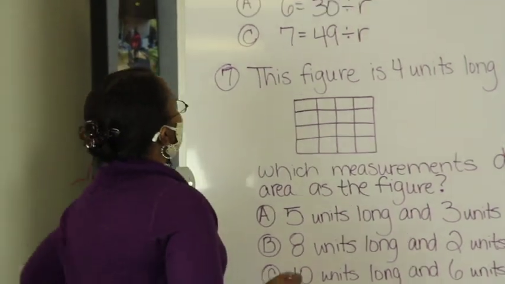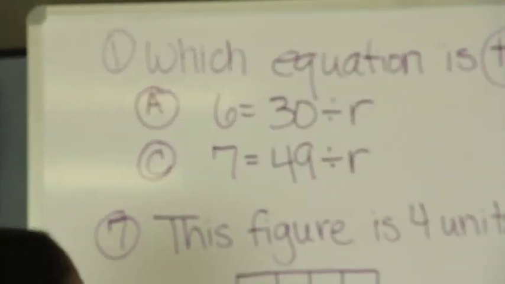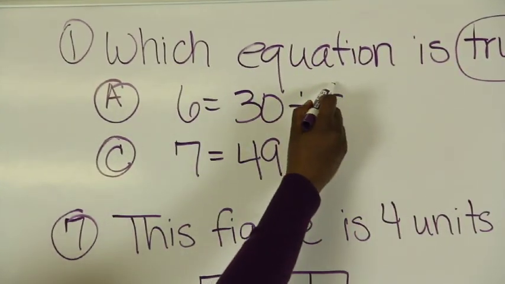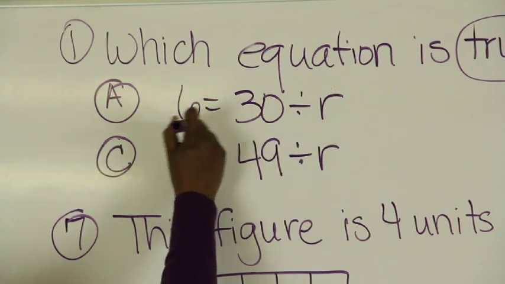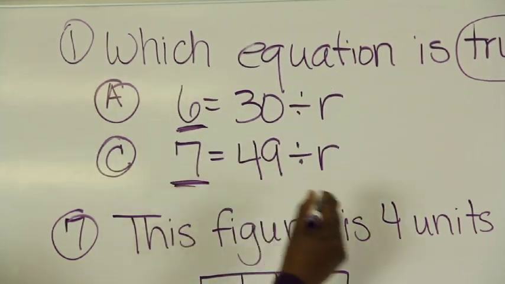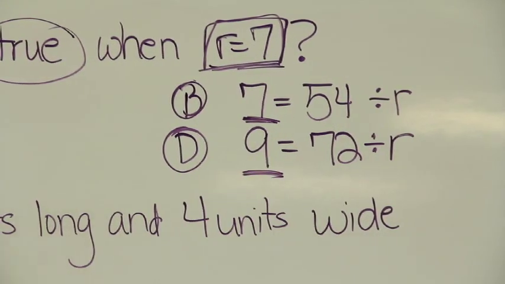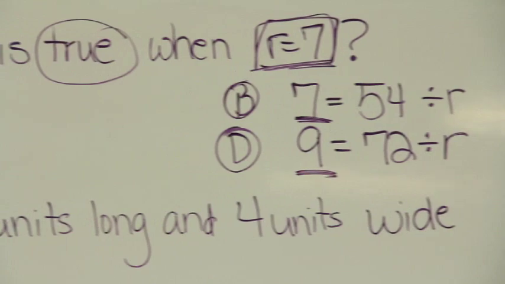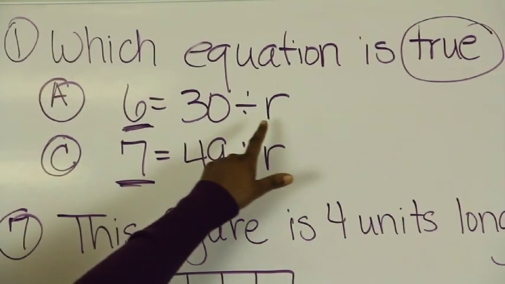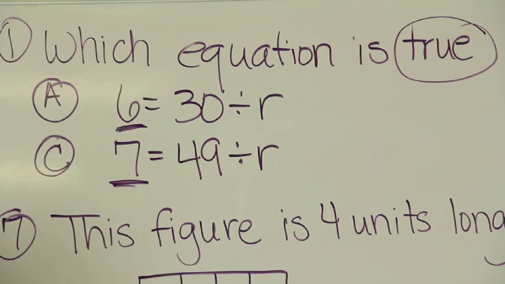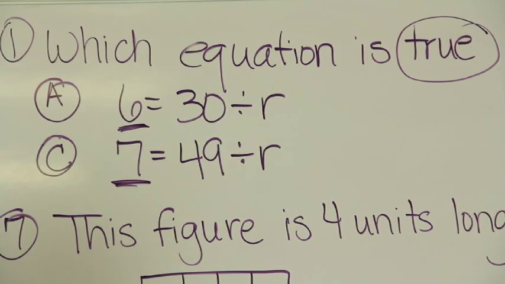So let's get started. A good strategy would be to look at the factors. So 7 would be the factor that goes right here, and then you look at the factor on the opposite side of the equal sign. You can say 6 times 7, because r is 7, equals 30. In this case, 6 times 7 equals 42. So we're going to mark that one out.